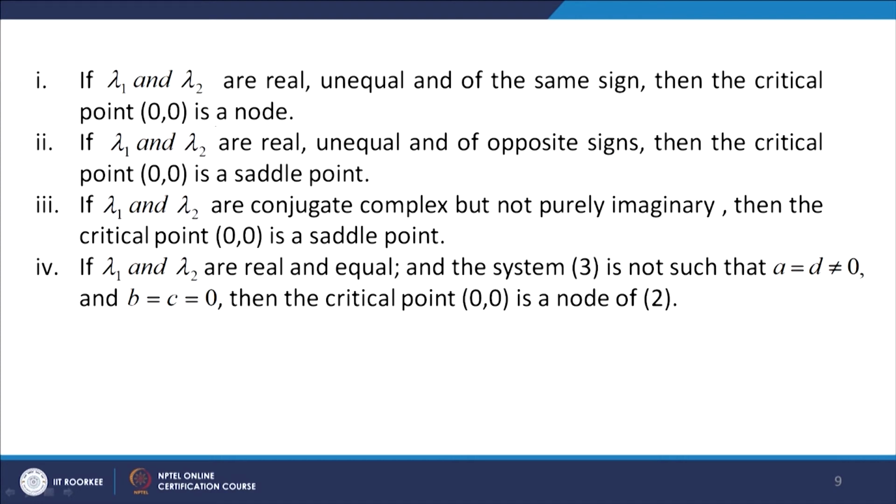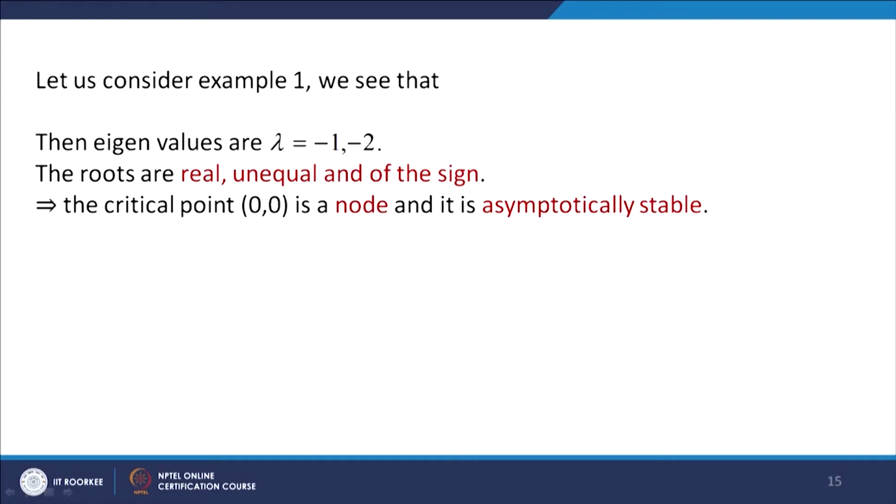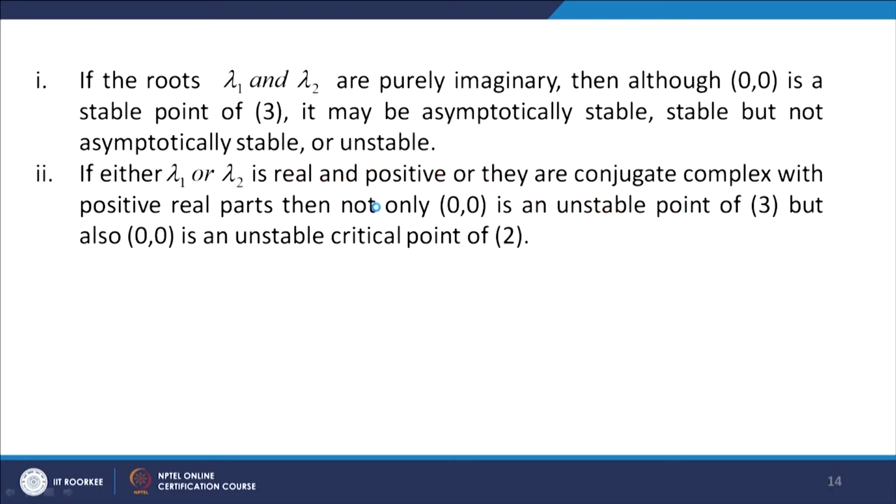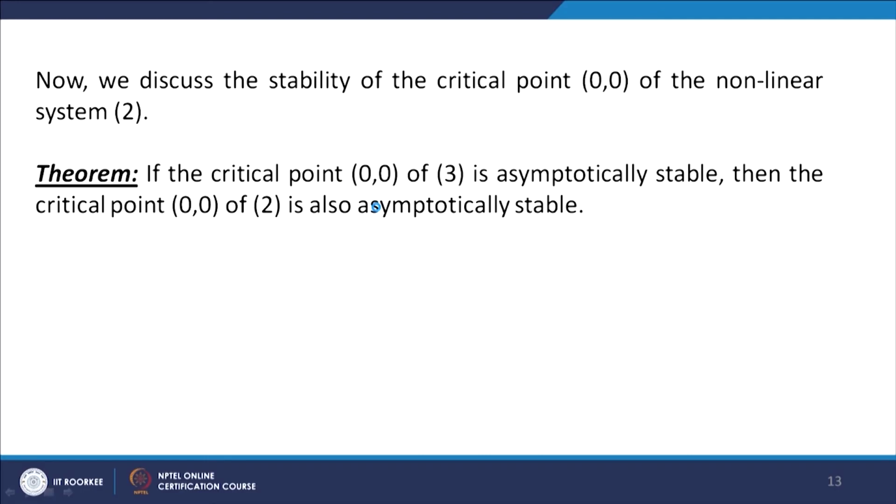So, here the roots are minus 1 and minus 2, which are real, unequal and have the same sign. So, the critical point (0, 0) is a node. Now, we have to go to the stability of this. If the critical point (0, 0) of 3 is asymptotically stable, then the critical point (0, 0) of 2 is also asymptotically stable.